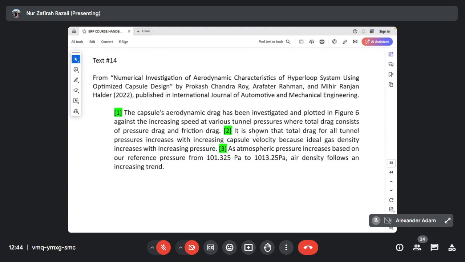All right. Now this is the last exercise, text 14, from Numerical Investigation of Aerodynamic Characteristics of Hyperloop System Using Optimized Capsule Design by Prakash Chandra Roy, Arakata Rahman, and Miranjan Helder, 2022, published in International Journal of Automotive and Mechanical Engineering. Okay, let's go over sentence by sentence. The capsule's aerodynamic drag has been investigated and plotted in figure 6 against the increasing speed at various tunnel pressures where total drag consists of pressure drag and friction drag.